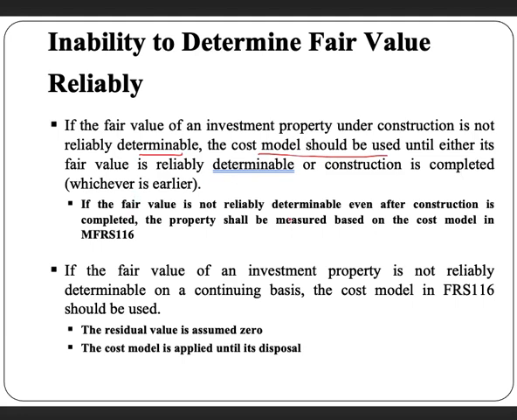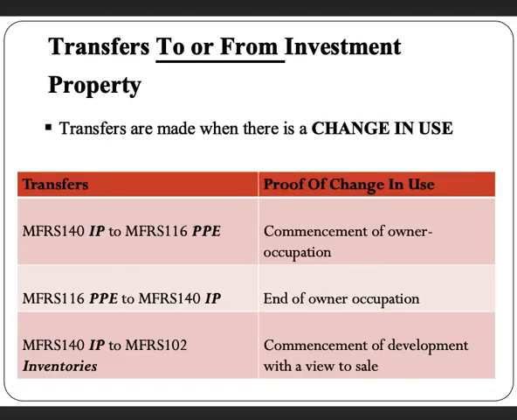If the fair value is not reliably determinable even after construction, then the property should be measured on the cost model. So it's very straightforward. If you don't have the fair value, then you just use the cost model. So if the fair value of an IP is not reliably determinable on a continuing basis, the cost model in MFRS 116 should be used. Okay, nothing weird about that. You don't have fair value, you use the cost model.